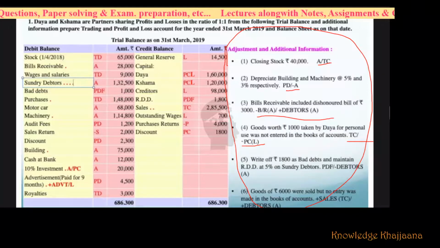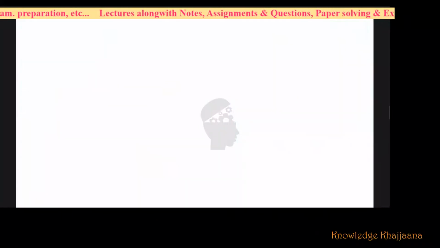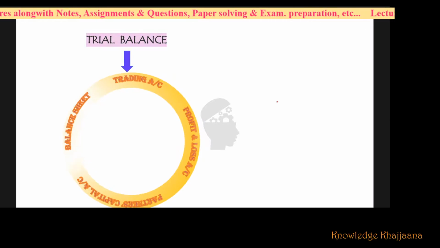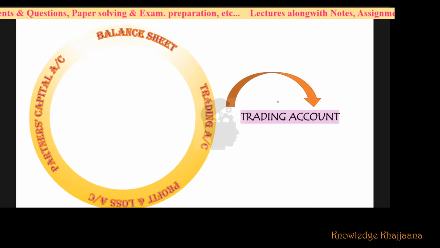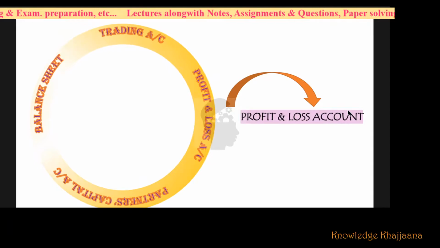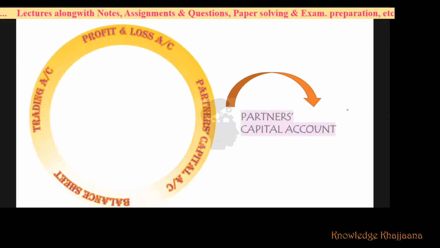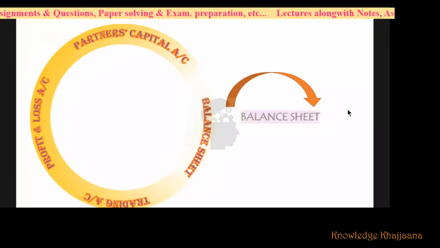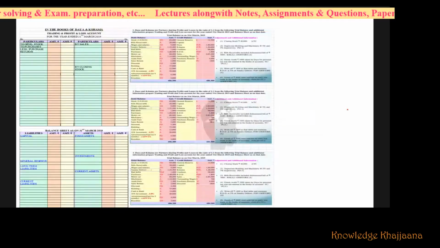Now let's start to solve the problem. What is the first step? Prepare the trading account, profit and loss account, partners capital account, balance sheet and working notes. For that we have drawn the format, that is the ruling, in the books of Daya and Kshama, trading and profit and loss account for the year ended 31st March 2019.